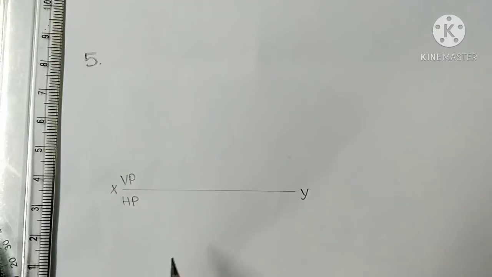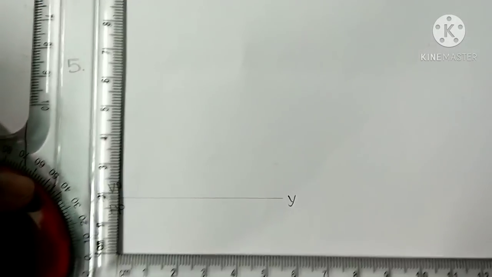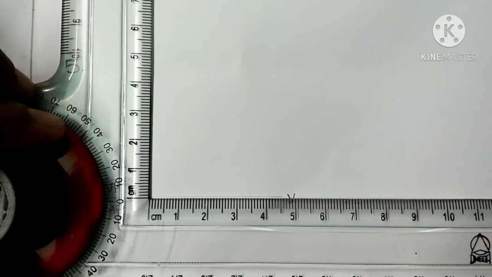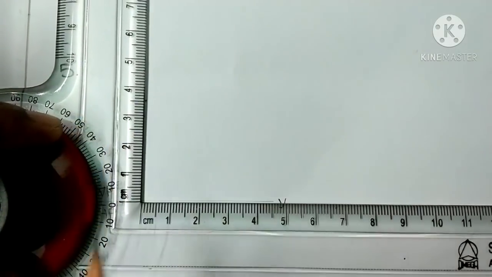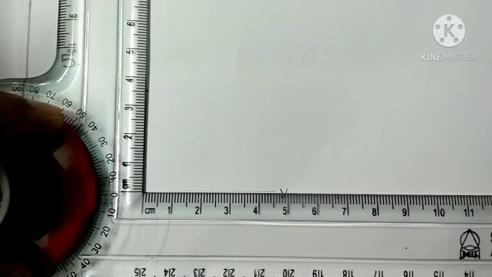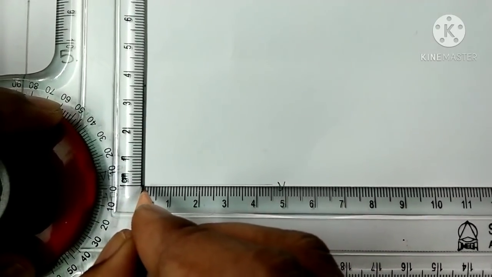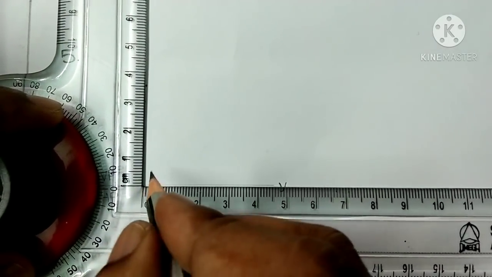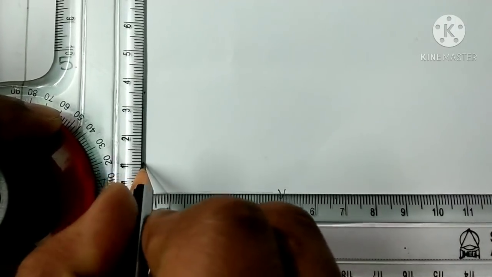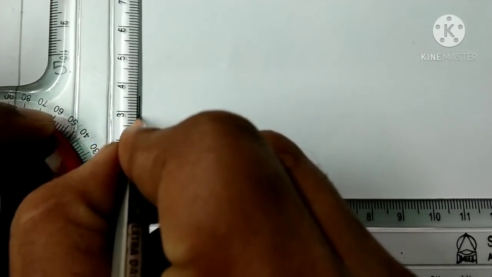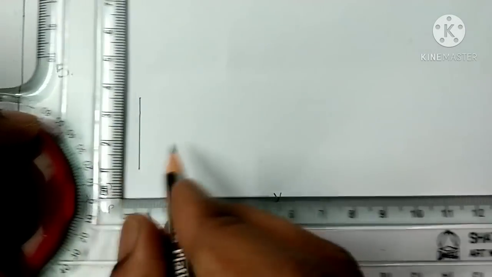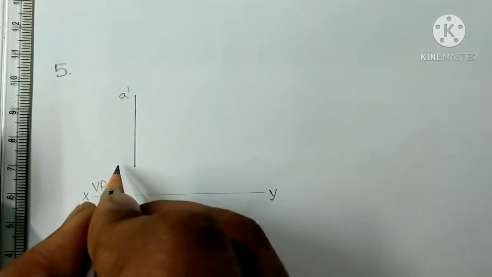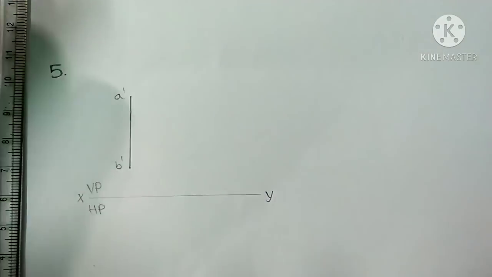According to the given condition, point A is located 35 mm above the horizontal plane. So here I am going to mark the point. Similarly, point B is also located 10 mm above the reference line. That means above the HP means above the reference line. So between these two points, we will have our line, that is a 25 mm line. So this is 25 mm. The topmost point is A dash, and the bottom point is B dash. So this is the front view of the line.